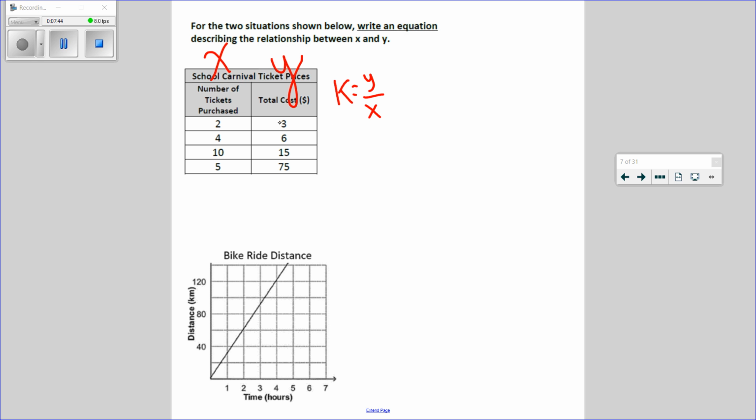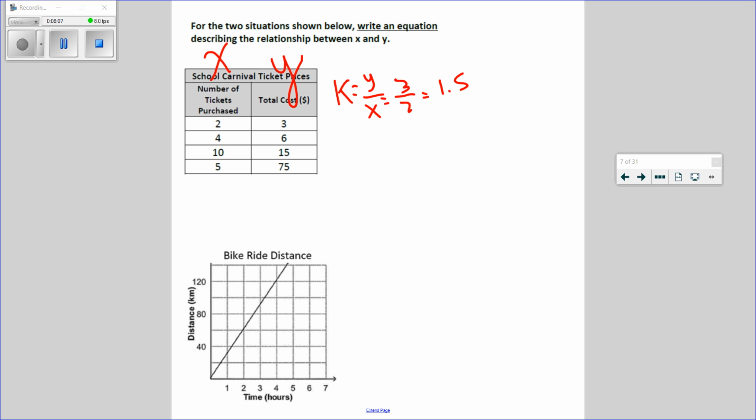So to find the relationship, 3 divided by 2 is 1.5. So the number of tickets purchased and the total cost: that means it's $1.50 for every one ticket. So explain this meaning, $1.50 for every one ticket.